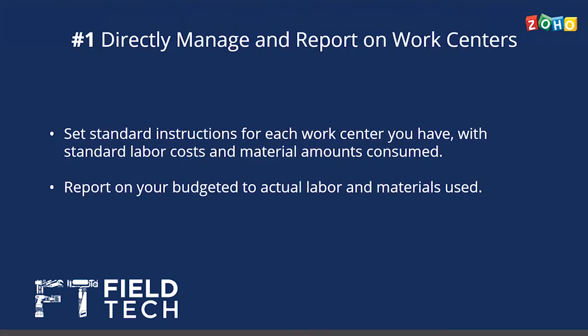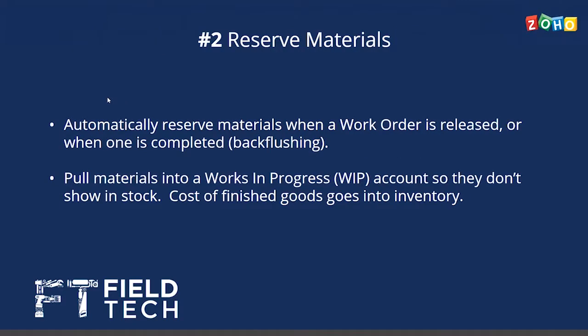Number one, you can directly manage and report on work centers. Set standard instructions for each work center with standard labor costs and material amounts consumed. You can report on budget to actual labor and materials used. You can reserve materials automatically when a work order is released or when one is completed. That's known as backflushing. You can pull materials into a works in progress account, or WIP account, so they don't show in stock, and the cost of your finished goods goes back into inventory.